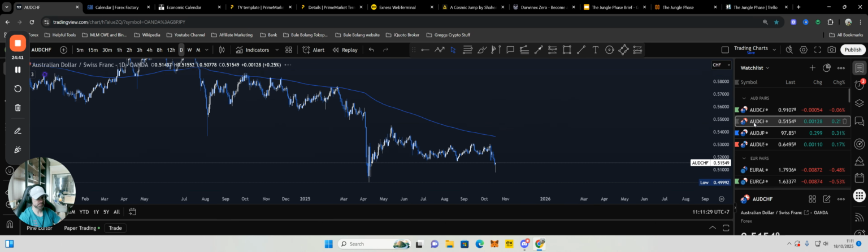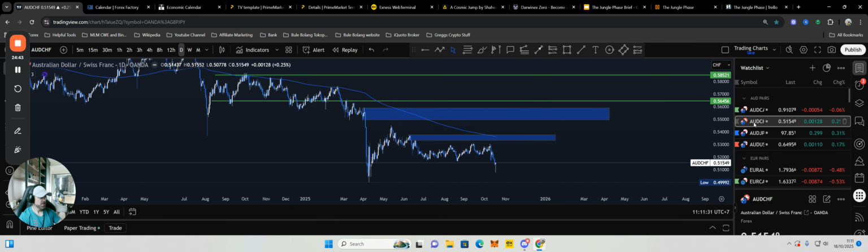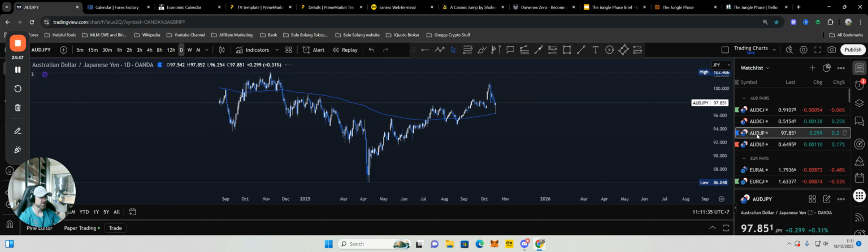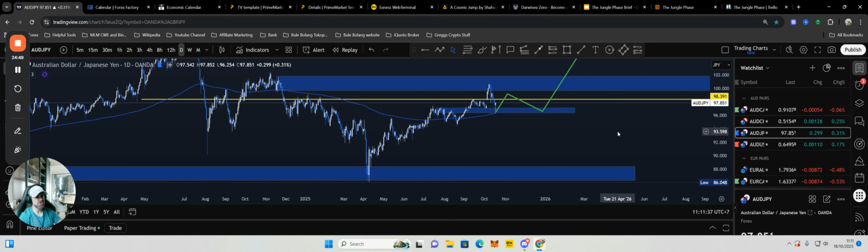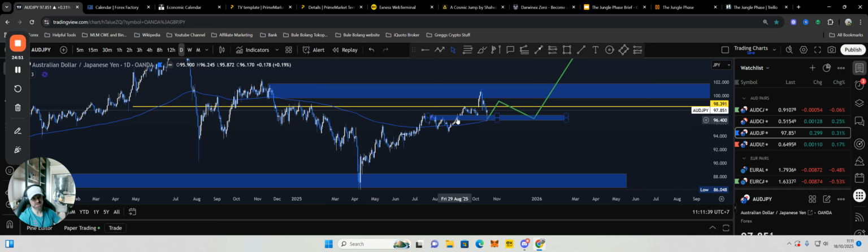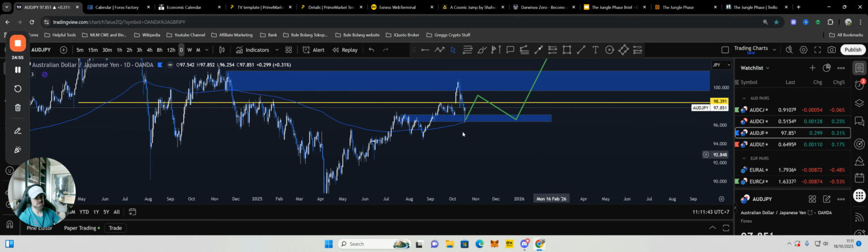AUD. CHF, yeah, I wouldn't be buying that. I'm just going to leave it. AUD Japanese Yen, so we already caught this from here. Sorry, I'm talking absolute shit. We already caught this from here. Just below, right here we caught it.